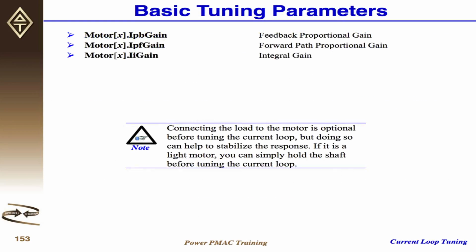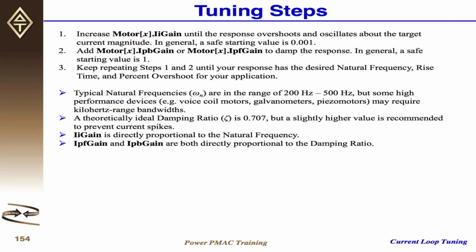And then, like I mentioned, we only have 3 gains for the current loop, which makes it a lot easier. We have the integral gain, motor x.II gain, which I said acts like a proportional gain does in the servo loop. It will basically increase the natural frequency of your current loop. And then we have the feedback proportional gain, motor x.IPB gain, and the forward path proportional gain, motor x.IPF gain. Both of these proportional gains will act as a damping effect in the current loop.